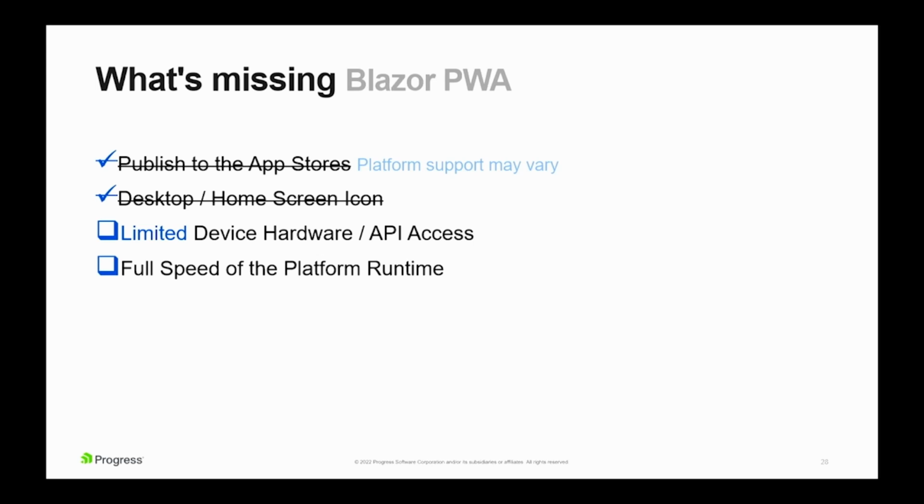We did get a desktop application home screen icon, so that's nice. We do have device hardware APIs available. They're not necessarily the native platform APIs, but they're very similar and do functionally the same type of things. We're still running in Blazor WebAssembly, or .NET WebAssembly, the runtime running in the browser, so we still have that performance issue for long-running, heavy lifting tasks that we haven't dealt with.